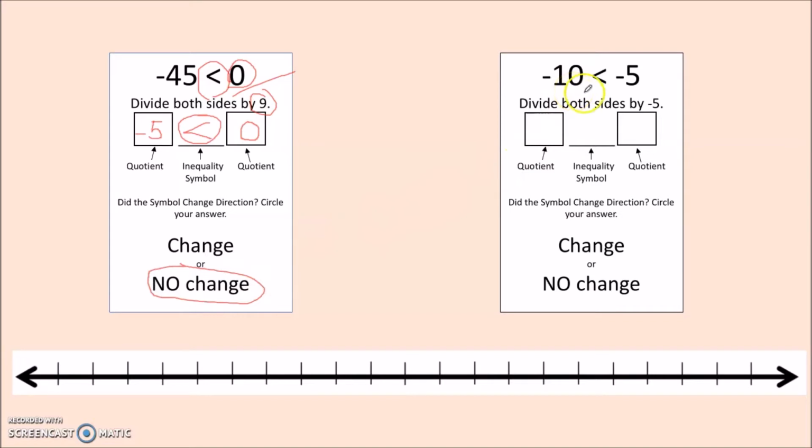Moving on to the next example, -10 is less than -5. We're going to divide both sides by -5. -10 divided by -5 gives us a quotient of +2, and -5 divided by -5 gives us a quotient of +1, and 2 is greater than 1, and you will see that the direction of the inequality changed.